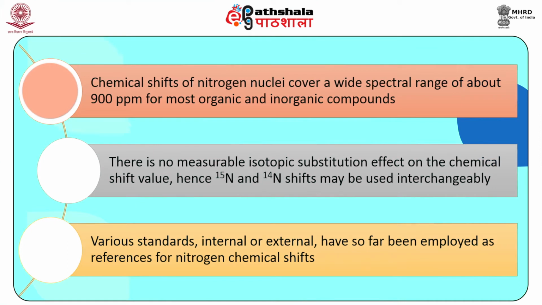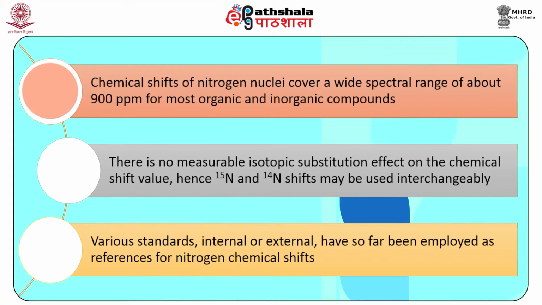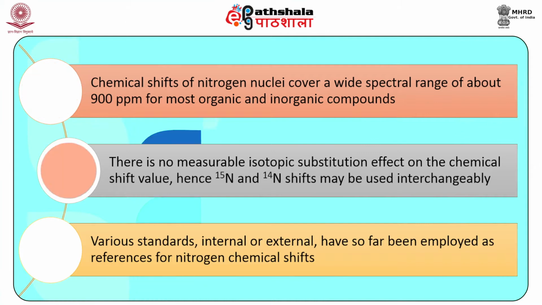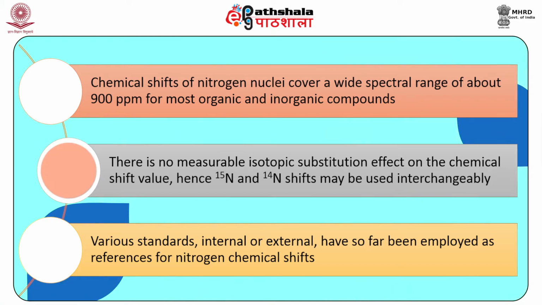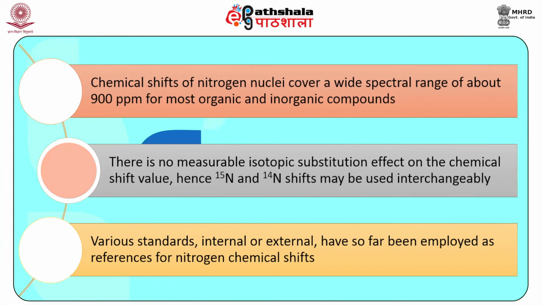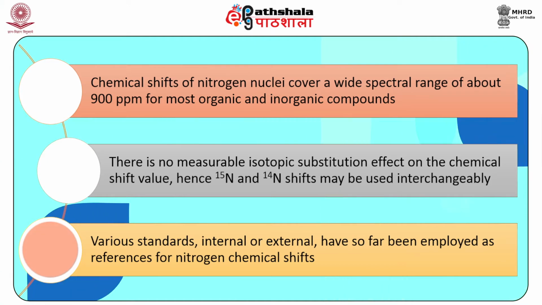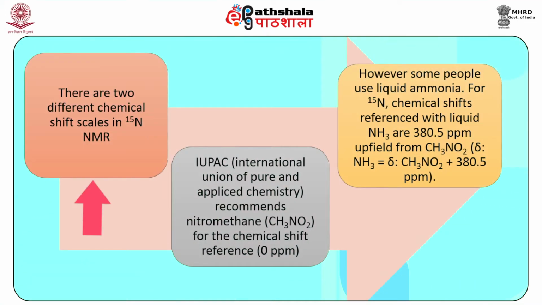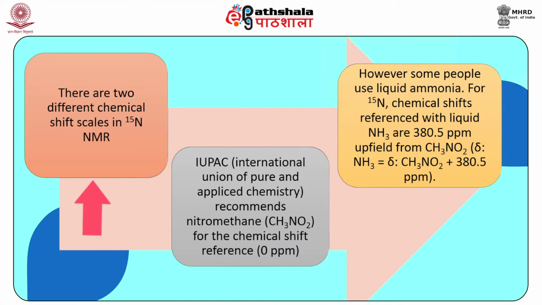Now chemical shifts of nitrogen nuclei cover a wide spectral range of about 900 ppm for most organic and inorganic compounds. There is no measurable isotopic substitution effect on the chemical shift value. Hence, 15 nitrogen and 14 nitrogen shifts may be used interchangeably. Various standards, internal or external, have so far been employed as references for nitrogen chemical shifts.